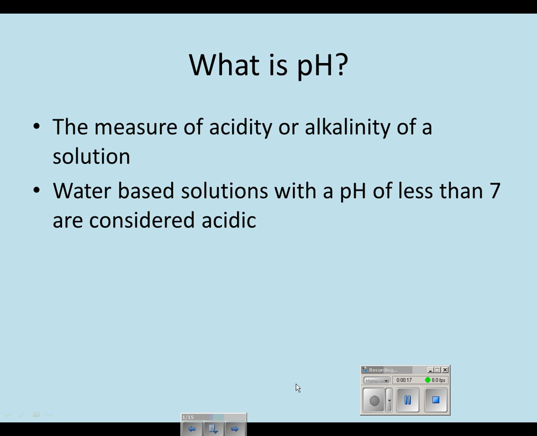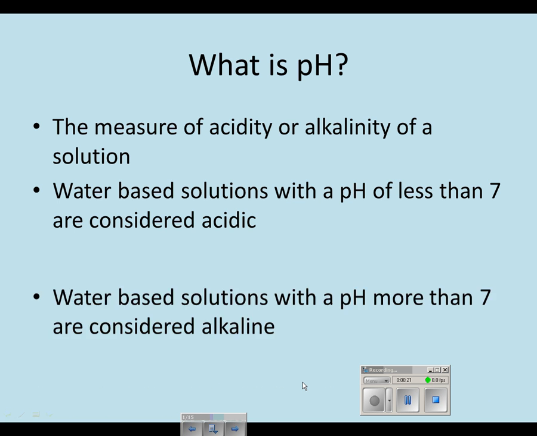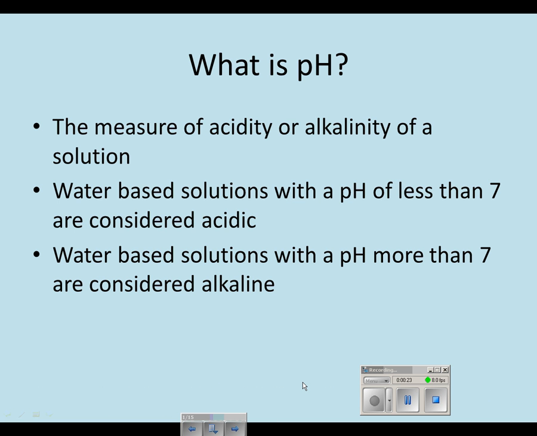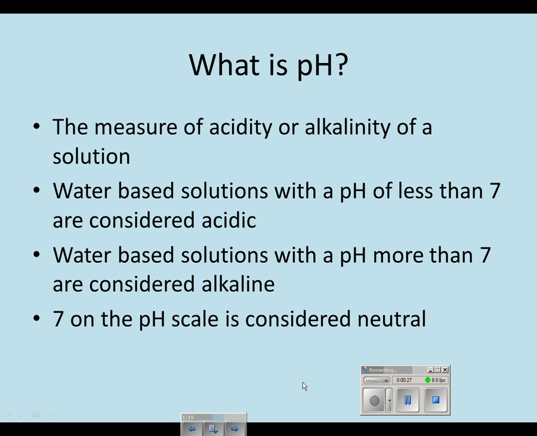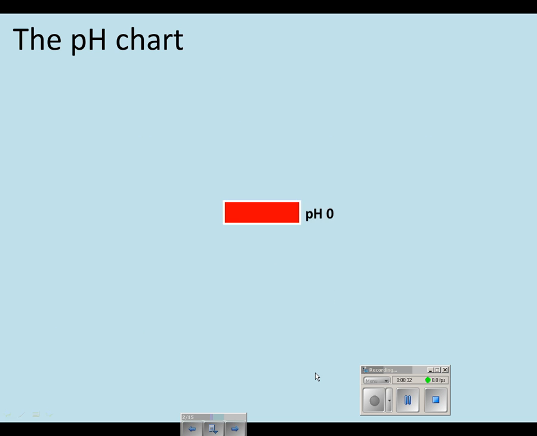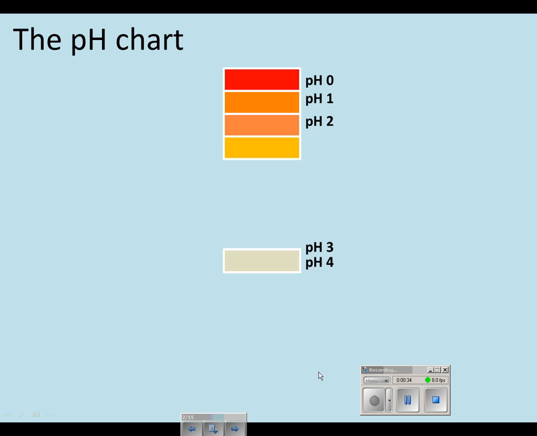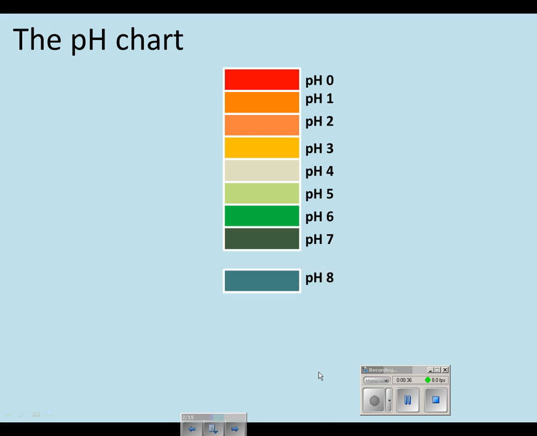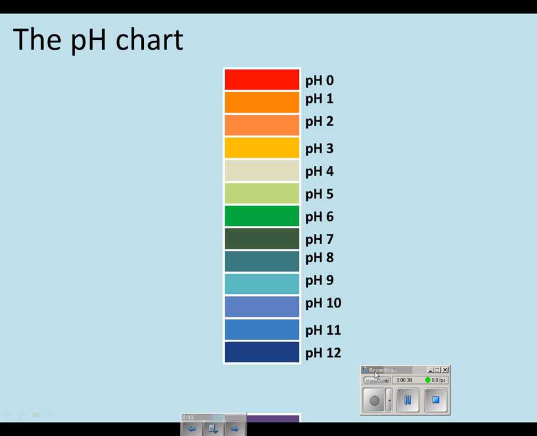So water-based solutions with a pH of less than 7 are considered to be acidic, and solutions with pH of more than 7 are considered to be alkaline or basic. And 7 on the pH scale is considered neutral. So if we look at the pH chart, we can see that it goes from 0 to 14. Now, 7 is going to be neutral.